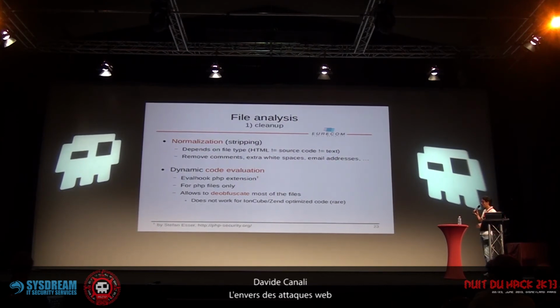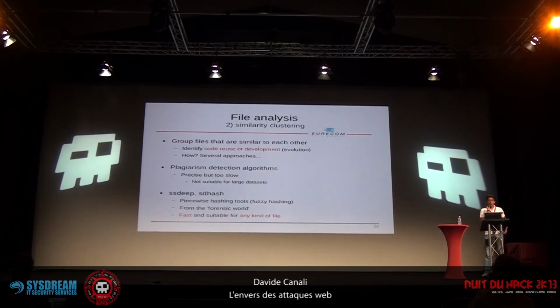And then, if the file is a PHP file, we also do a dynamic code evaluation, because most of the PHP files we collect are obfuscated. So we run a dynamic code evaluation using eval-hook, that is a PHP extension for hooking into the eval function. We run the file until it gets deobfuscated. And this allows us to deobfuscate most of the PHP files we get. And then once the files are cleaned, we perform a similarity clustering.